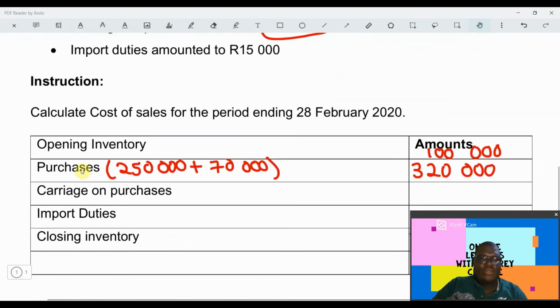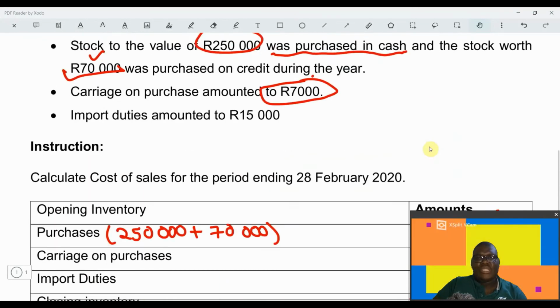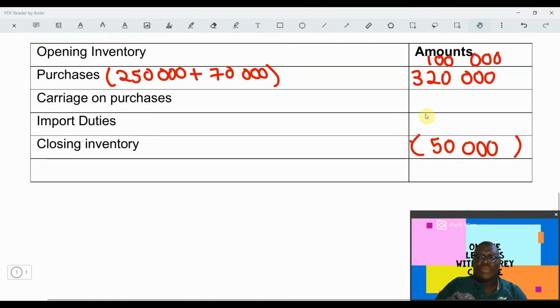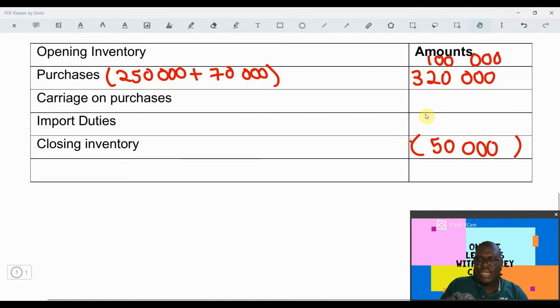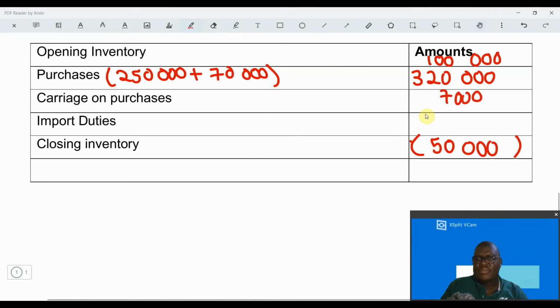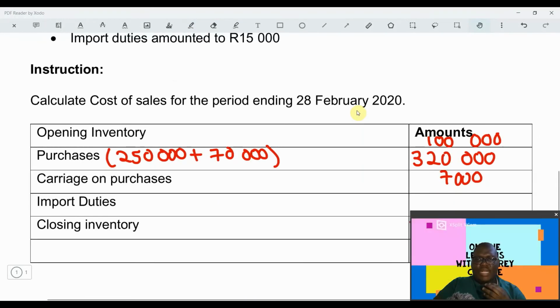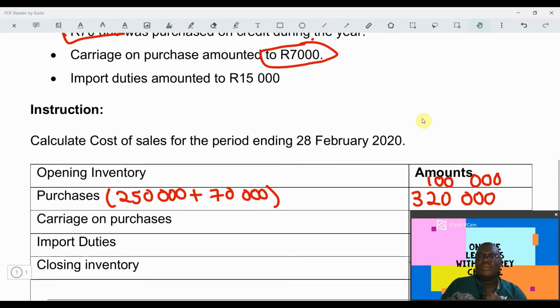Okay, so here we're also going to have carriage on purchases, which is, I think, 7,000. This is how much you were charged for transporting the stock within the country. So it's 7,000. Okay, and then now we're also going to check on the information. What else do we have? So we've dealt with this part. We've dealt with the 7,000 for carriage on the purchases that we've made.